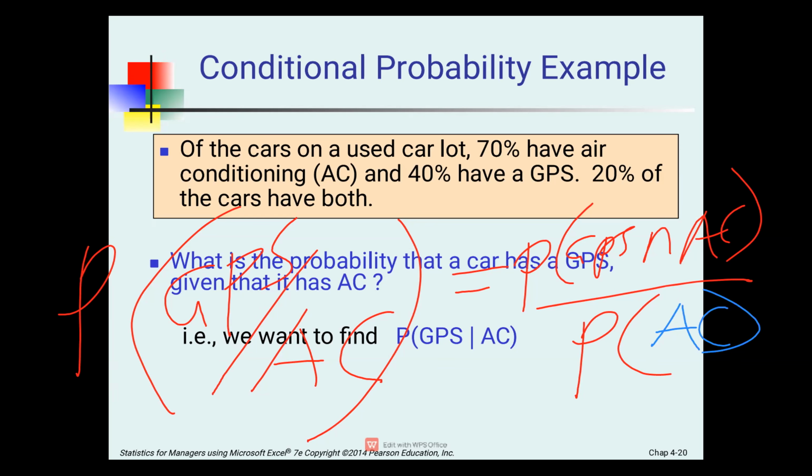Now, what is the probability of GPS intersection AC? It is 20%, that is what we're given. 0.20, right? Yes, the intersection is 0.20. Over the probability of air condition, which is 70%, 0.70. Then you divide those. That is your probability of a car having GPS given that it has air condition. Are you fine?